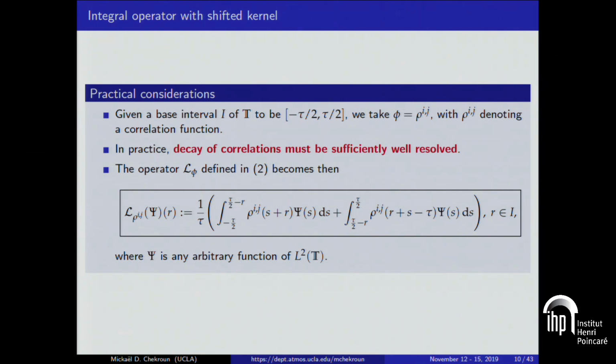And then you need to take care about the boundary. But you can forget about the details here. The idea is you need to resolve the decay of correlation. And here, you can do that for many cross correlations. Imagine that you have a multivariate signal. You do your cross correlations, and you build up this operator.